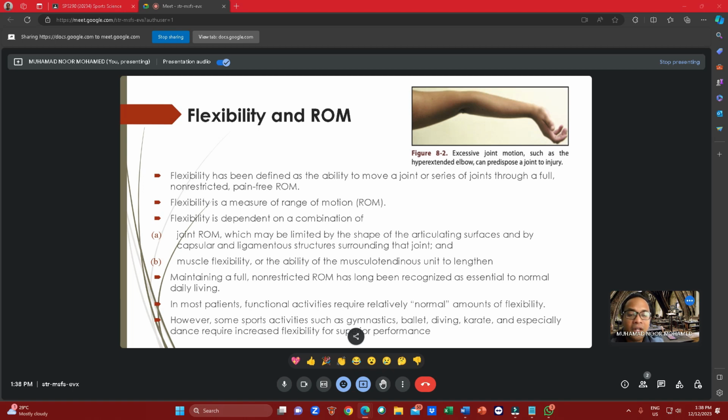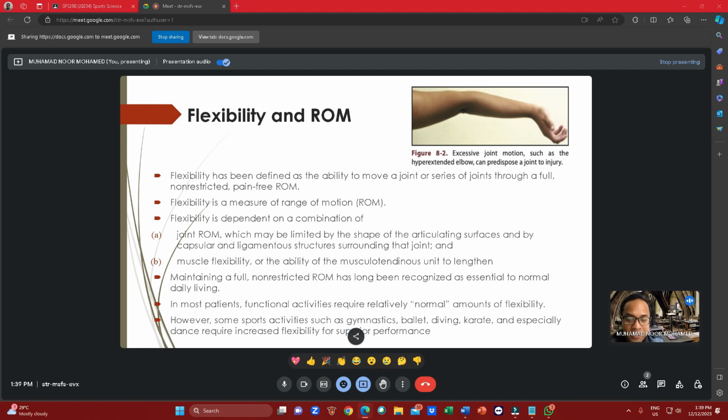Next, maintaining a full, non-restricted range of motion has long been recognized as an essential part of normal daily living. Try to imagine you are unable to bend your knee, so you have a very limited range of motion in your knee, and now try to imagine doing things with a very unflexible knee. The movement itself is going to be restricted. In most patients, functional activity requires a relatively normal amount of flexibility. In other words, we don't need an extra amount. We just need the patient's flexibility to return back to normal in order for them to conduct their normal daily routine.